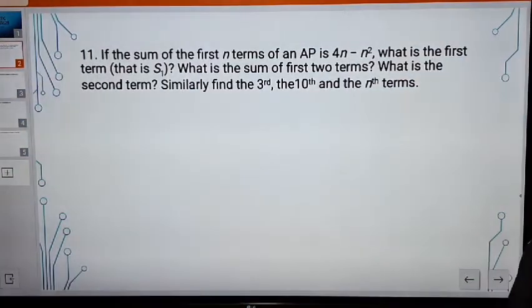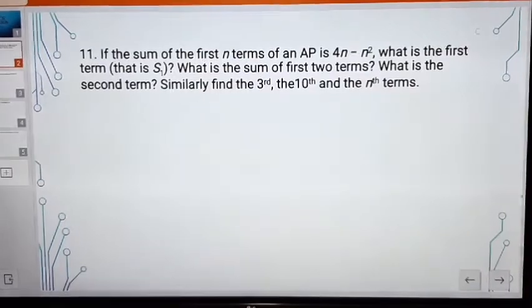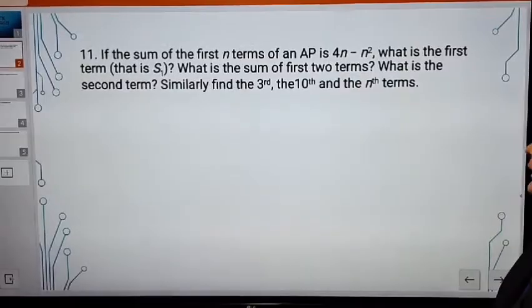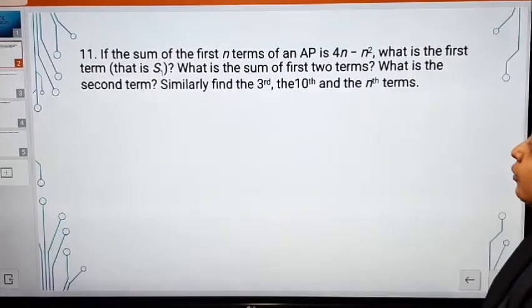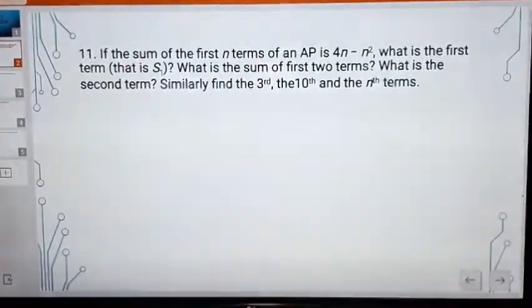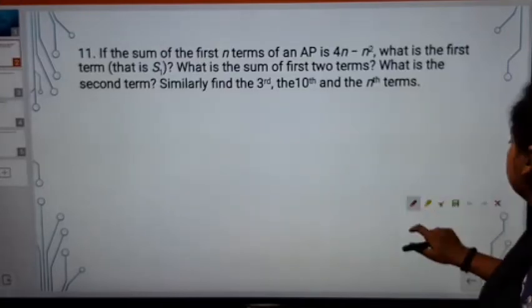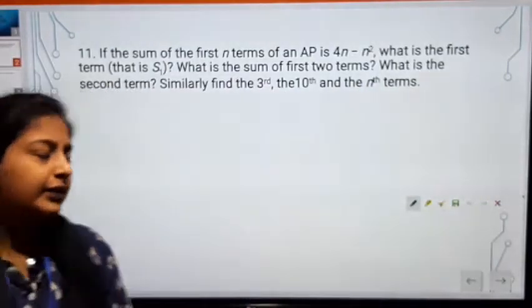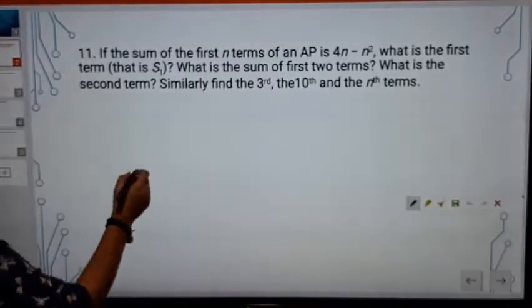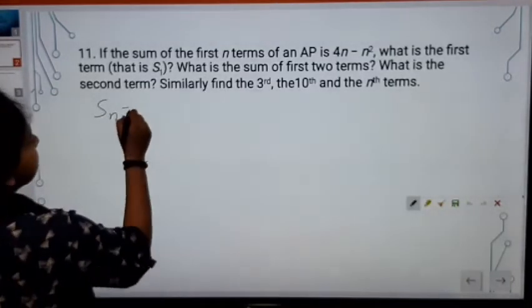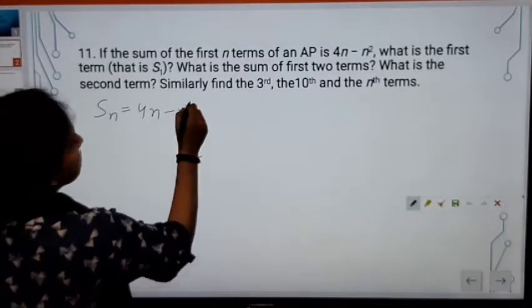Question number 11. If the sum of the first n terms of an AP is 4n minus n square, what is the first term, that is S1? What is the sum of the first two terms? What is the second term? And similarly we also have to find the third, 10th and the nth term. Here we have been given that Sn is equal to 4n minus n square.